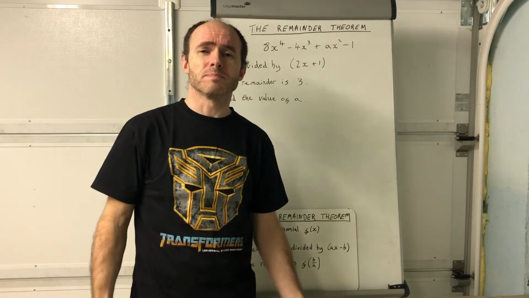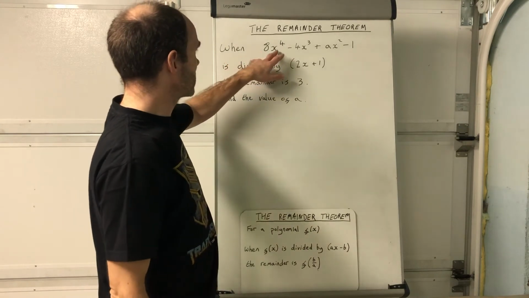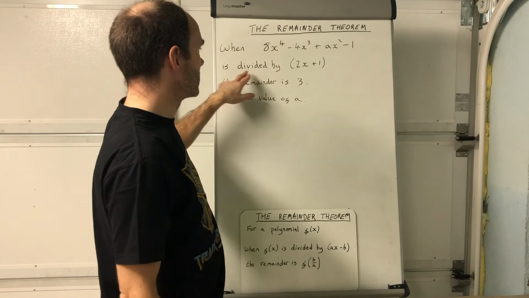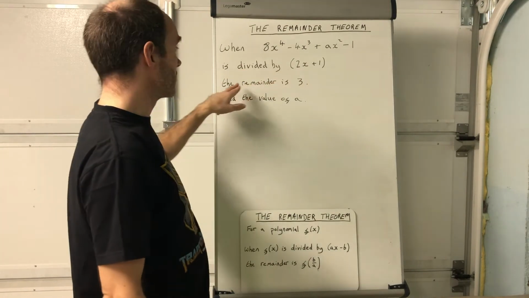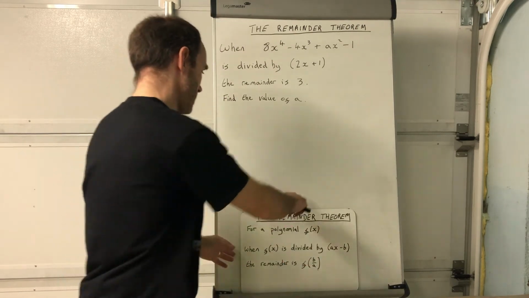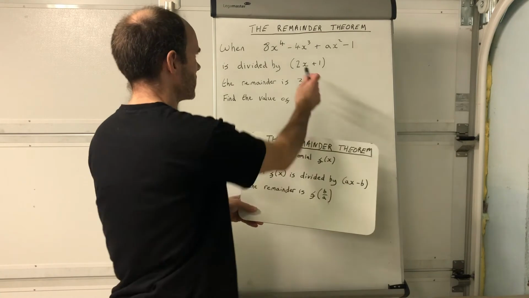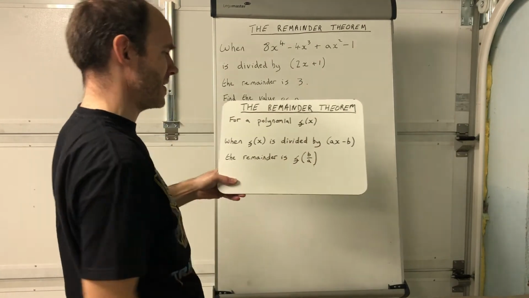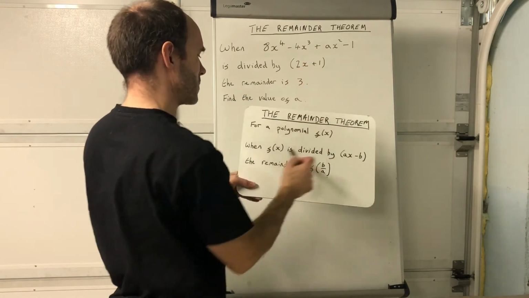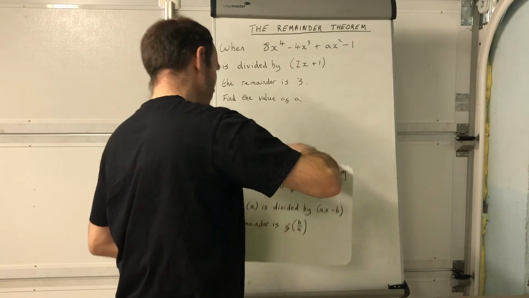Another fairly standard remainder theorem type question. When 8x to the 4 subtract 4x cubed plus ax squared subtract 1 is divided by 2x plus 1, you get a remainder of 3. Find the value of a. Let's just have a look. This one looks a little bit more like the remainder theorem, doesn't it? Because you've got the 2x plus 1 and the ax minus b there. Basically it's saying f of x is divided by this, find the remainder by looking at f of b over a.